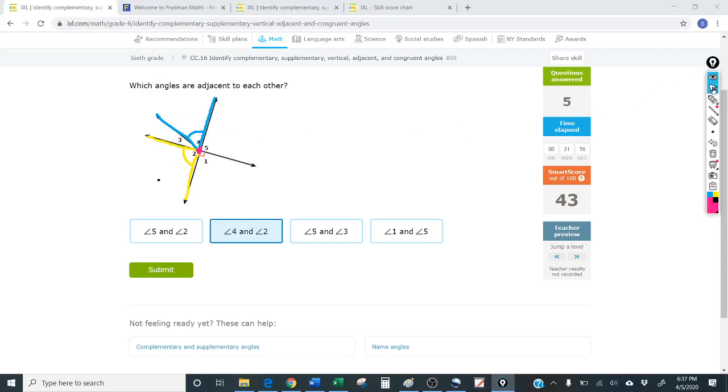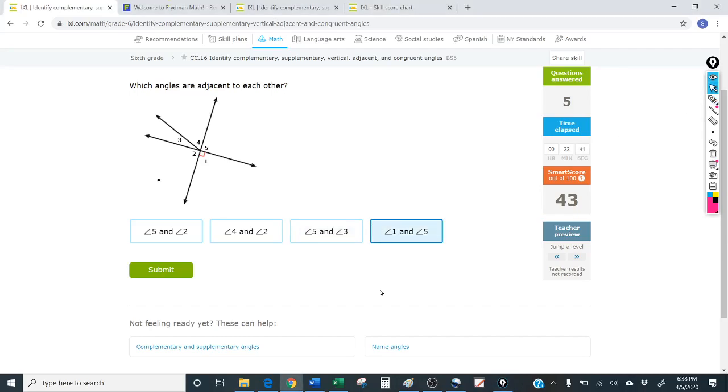What about angle 5 and angle 3? Here's angle 5. And here is angle 3. Okay, once again, we can see that they do share a common vertex, but they do not share a common side. So that's no good. All right, finally, okay, this better be right.